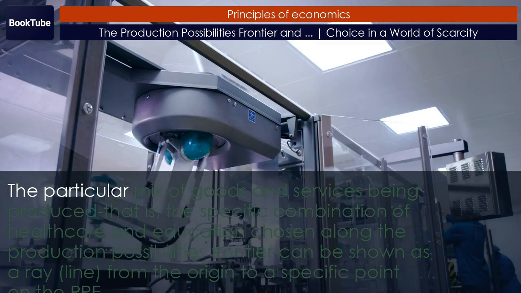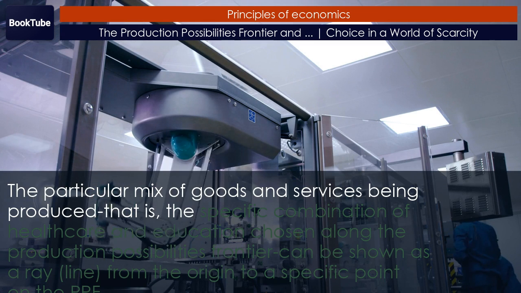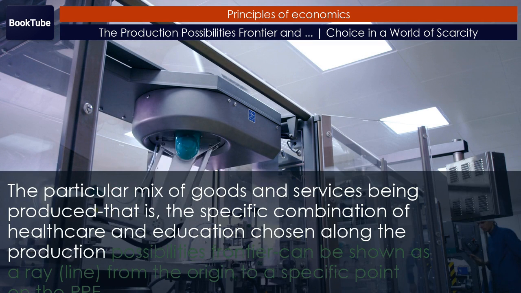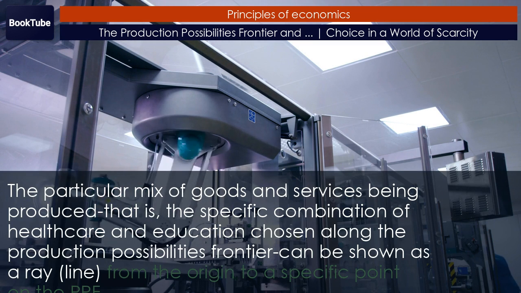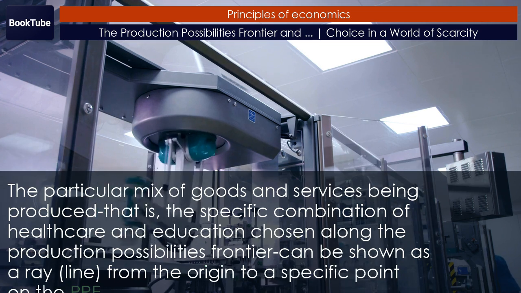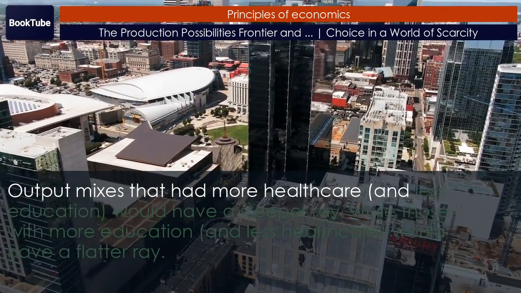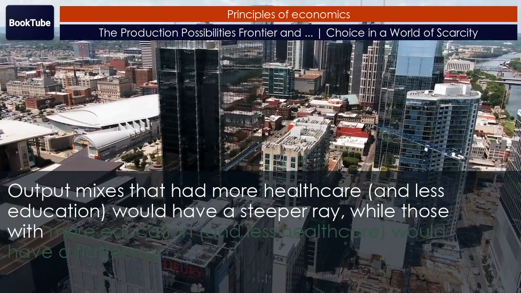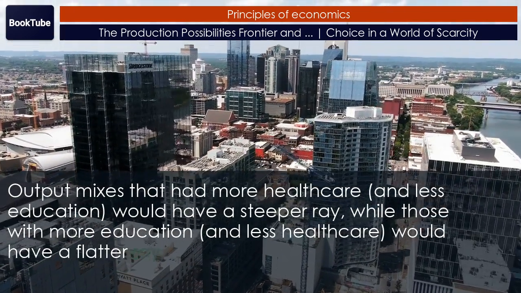The particular mix of goods and services being produced, that is, the specific combination of healthcare and education chosen along the production possibilities frontier, can be shown as a ray line from the origin to a specific point on the PPF. Output mixes that had more healthcare and less education would have a steeper ray, while those with more education and less healthcare would have a flatter ray.